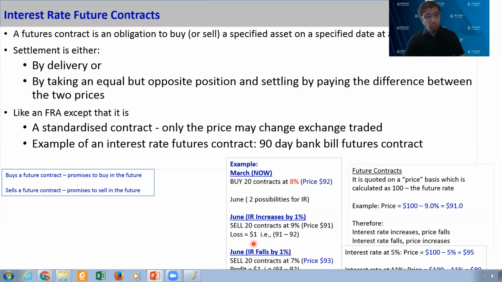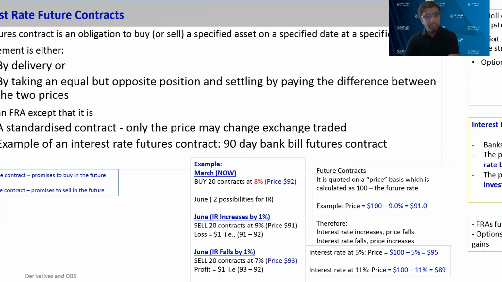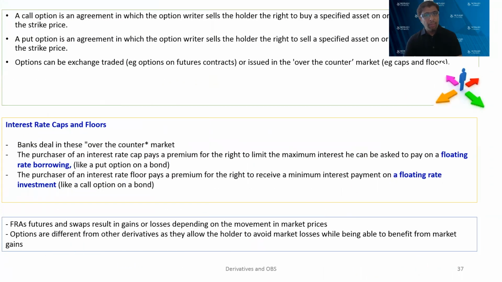What if the interest rate falls from 8% to 7%? If the interest rate falls to 7%, then you have to sell at 93, and in this case you will gain 1 because now you will sell. You bought for 92 and you sold for 93, so you are actually making 1 ringgit or $1. We are done with the futures.